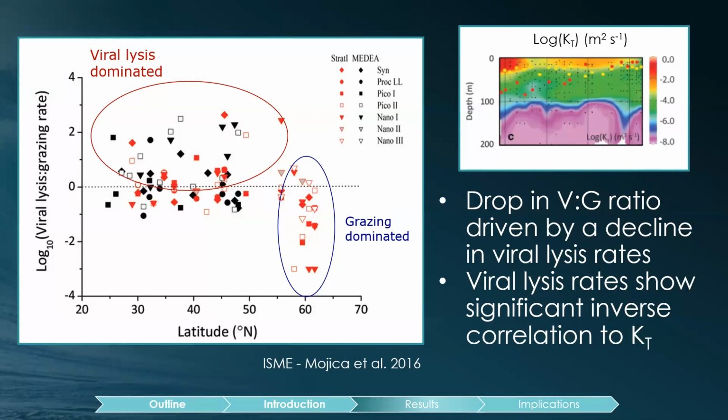This is one of the first studies to show this, and I'll show you that this is now consistently found. It was really exciting, but also kind of scary. We found that this trend was driven by a loss of viral lysis rates, which was linked to eddy diffusivity, a measure of turbulence. This suggests that viral activity is negatively impacted by mixing processes. Again, the first time we found this, but I'm finding it over and over and over again.